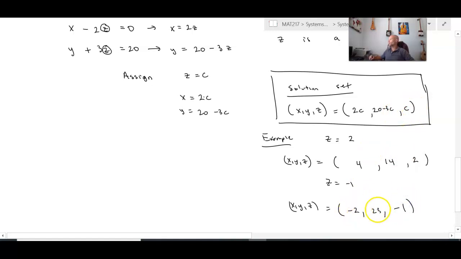Notice that they sum to 20. -2 plus 23 plus -1 is 20. And 2 times -1 is equal to x. -2 equals -2. So that's another solution. And we can, again, keep on going indefinitely. And that's why we're taking this painstaking effort to write our solutions in this very general form.